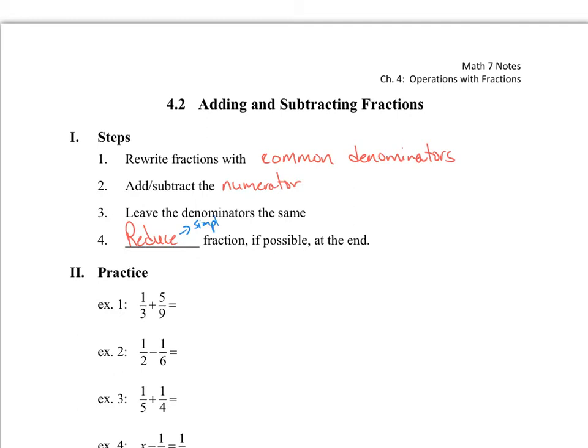S-I-M-P-L-I-F-Y. Gotta remember how to spell. Simplify a fraction. Okay, do you know what that means? Yeah. So if you had 2/4, that's the same as 1/2, so that's reducing. Okay.